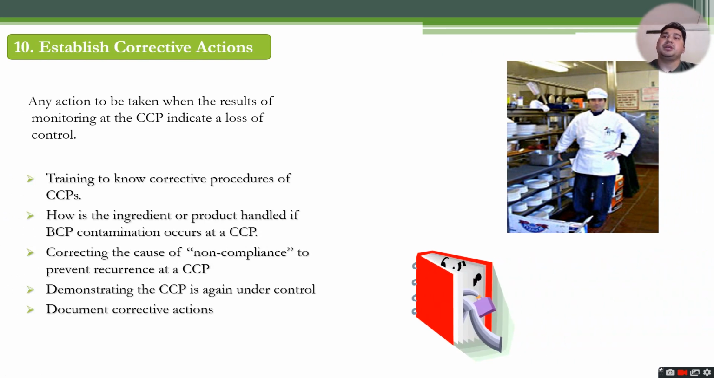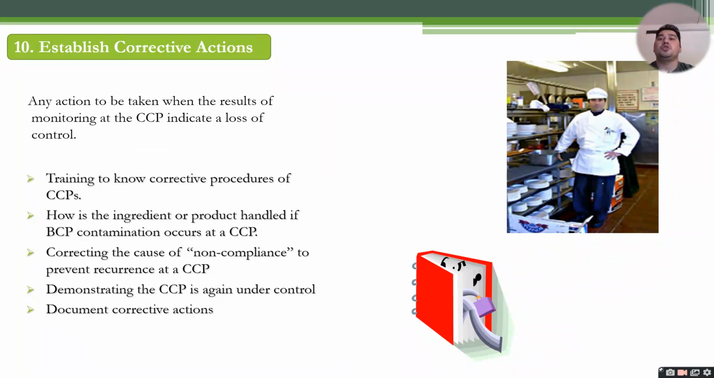After that, we have the established corrective actions. A corrective action is any action to be taken when the results of monitoring at the CCP indicate a loss of control. Let's start from the beginning. We identified that the critical control point is cooking, and 75 degrees Celsius is the critical limit. When you are monitoring the temperature of that food product, you find that the product temperature is not 75 degrees Celsius, it is 70 degrees Celsius.